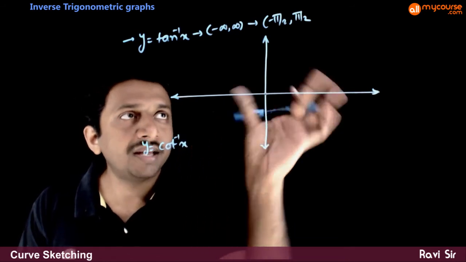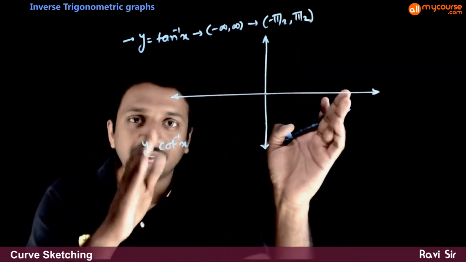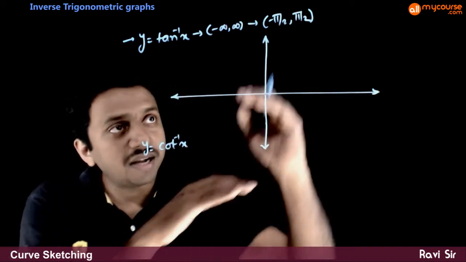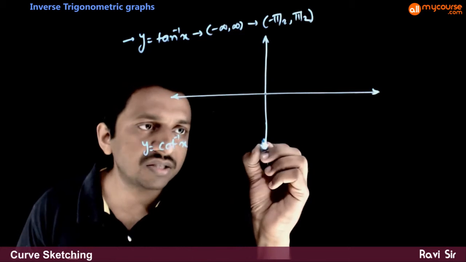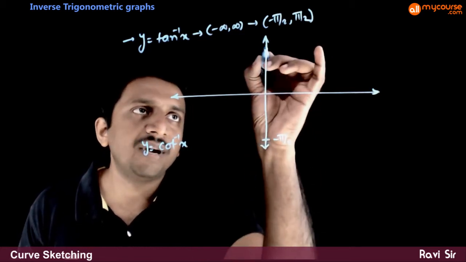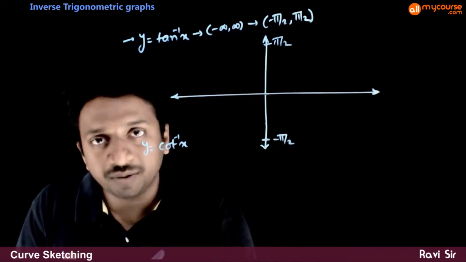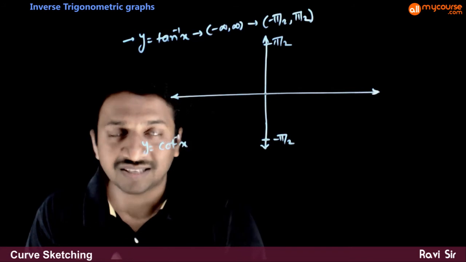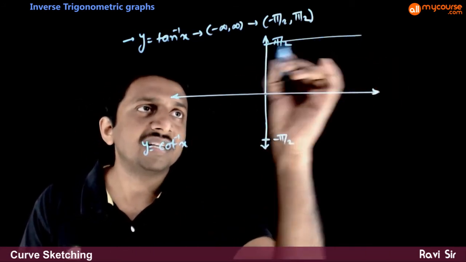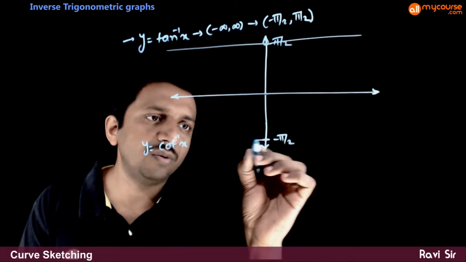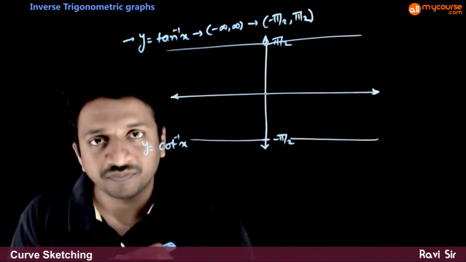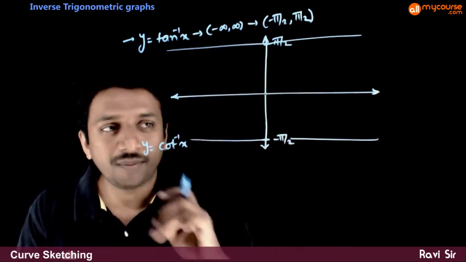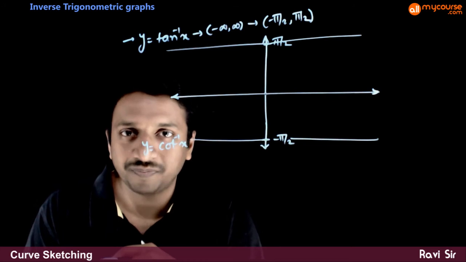That means the domain is all real numbers, that is, the graph covers the complete interval on the x-axis, but along the y-axis it covers only between minus pi by 2 and plus pi by 2. The range is open minus pi by 2 to plus pi by 2. That means the graph never cuts the lines y is equal to plus pi by 2 and minus pi by 2. It goes closer and closer to pi by 2, and closer and closer to minus pi by 2.